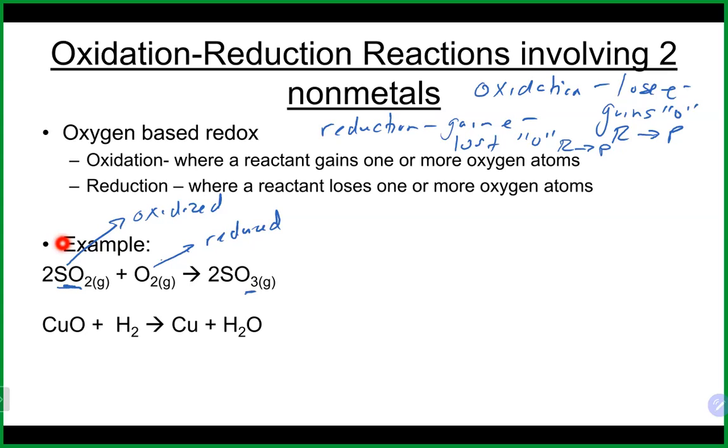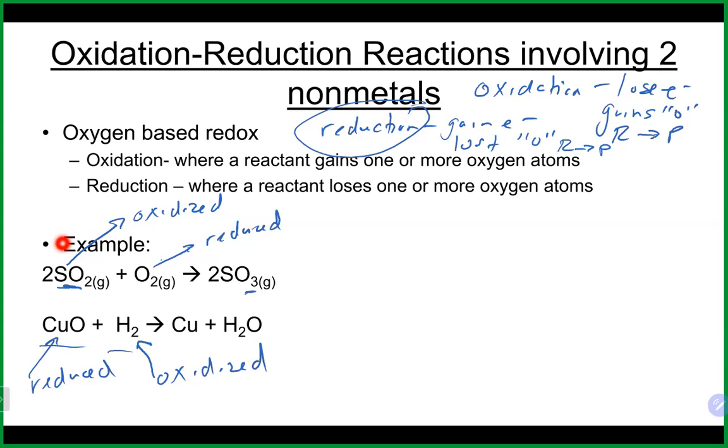How about the bottom? Which one's being oxidized? Which one's being reduced here? By the way, those always occur on the left-hand side, oxidized and reduced. What do we think? Did the copper gain or lose oxygen as it went from left to right? A loss. So something that loses oxygen is reduction, right? So this guy is being reduced. The hydrogen by default would be oxidized.